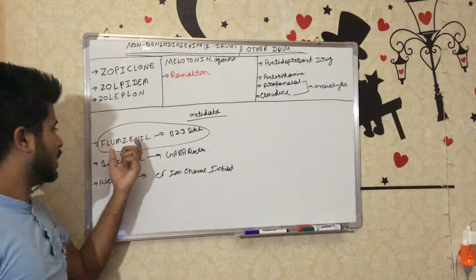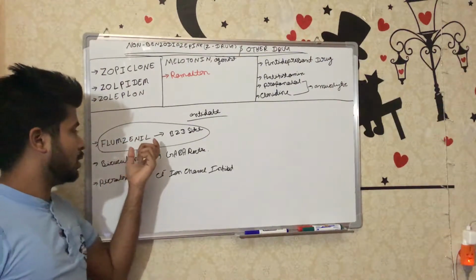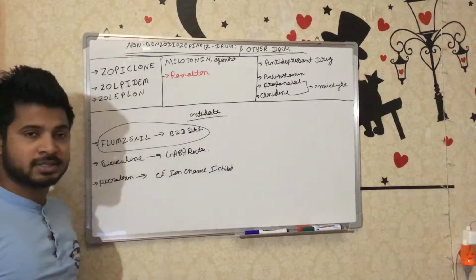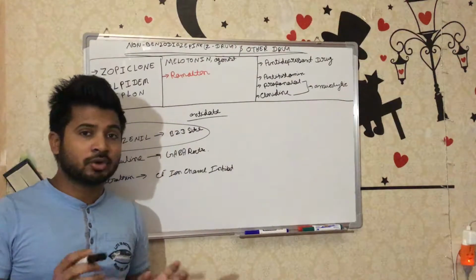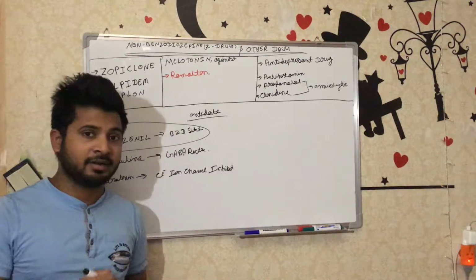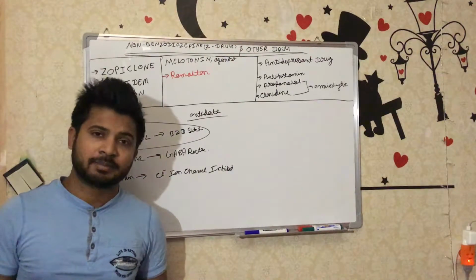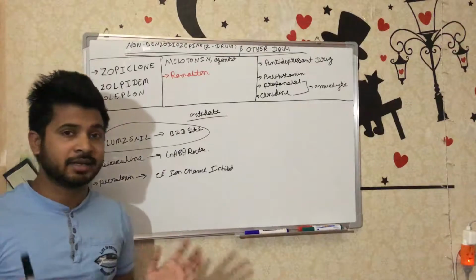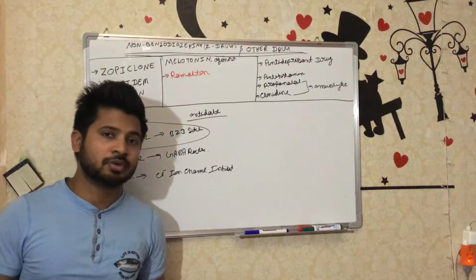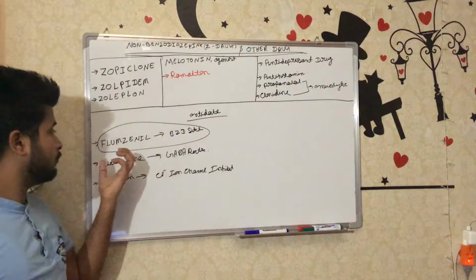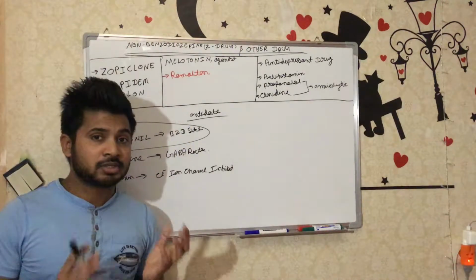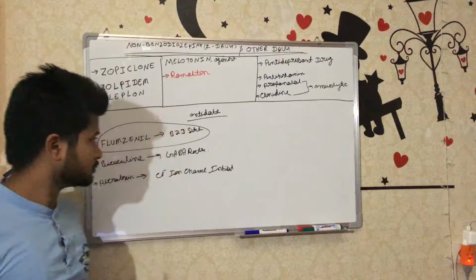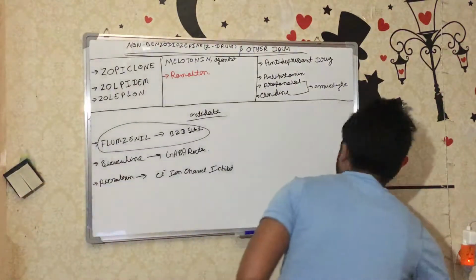But the main antidote is flumazenil. And one more thing, this is the difference between barbiturate and benzodiazepine: for barbiturate we don't have any specific antidote, and for the benzodiazepine we have flumazenil. So that is also the main reason benzodiazepines are used nowadays.